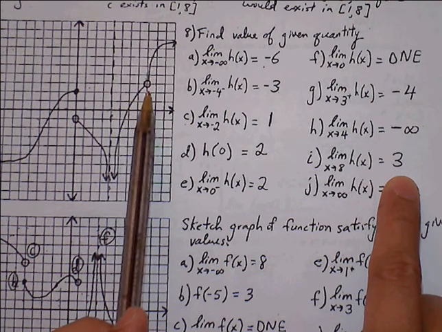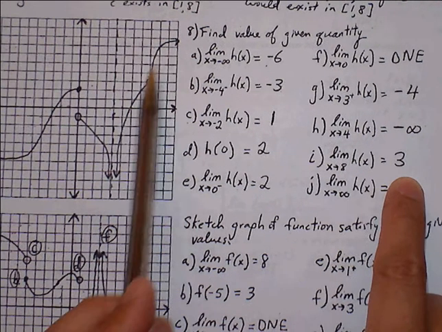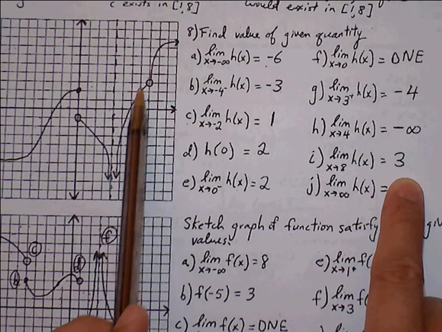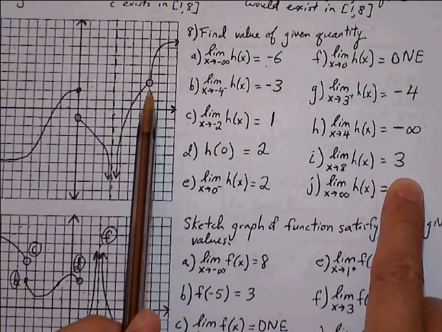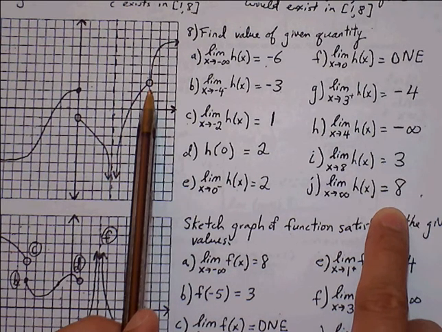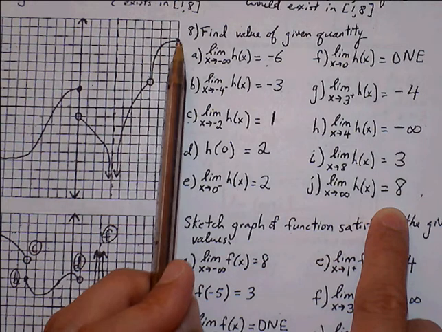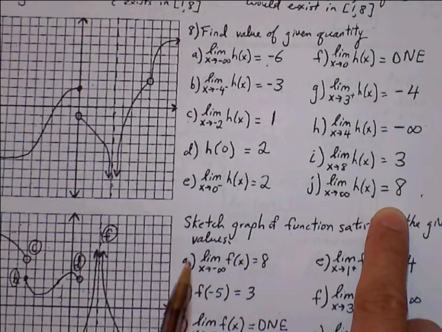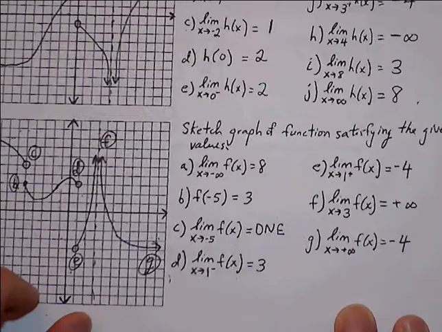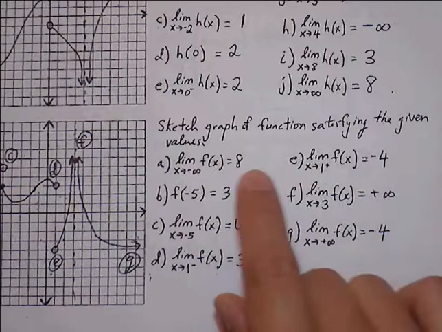However, the graph does connect on both sides of that hole, so it does connect to the y value of 3. Approaching infinity, if we approach infinity, we see the graph is going to level out at the y value of 8. Okay, last part, sketching a graph of the function that satisfies the given values.